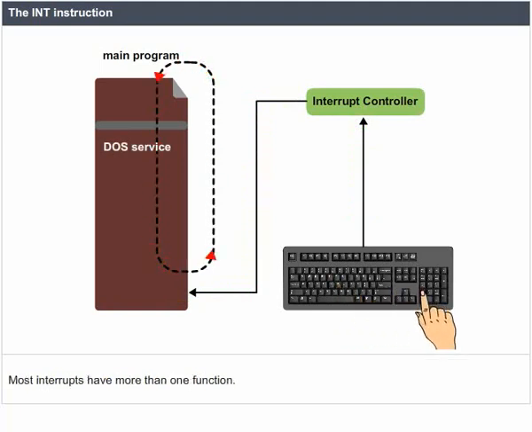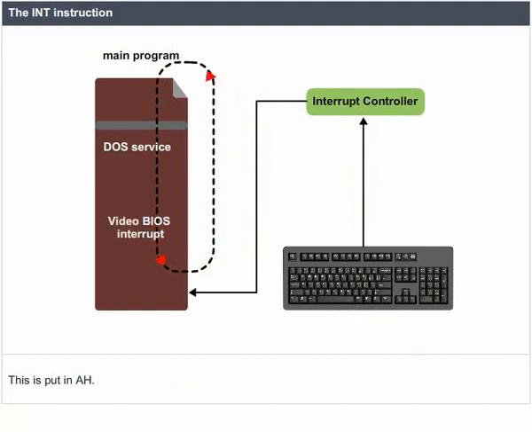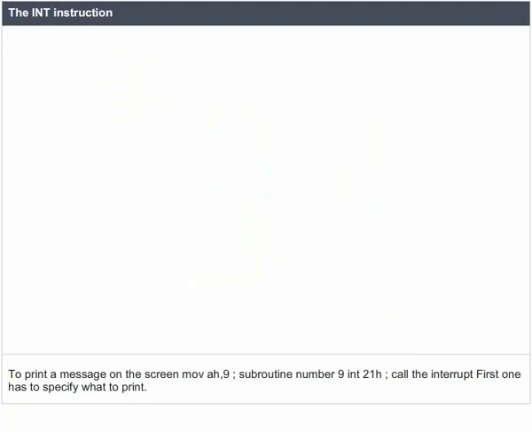Most interrupts have more than one function. This means that a user has to pass a number to the function he wants. This is put in AH. The INT instruction. To print a message on the screen, MOV AH, 9. Subroutine number 9. INT 21H, call the interrupt.